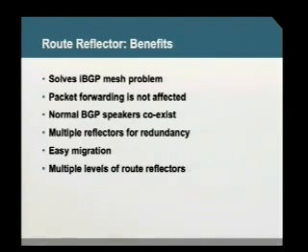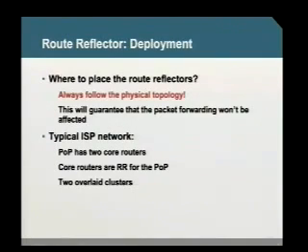Normal BGP speakers coexist. This was an issue back in 96, 97 when the route reflector was new. These days, I think every BGP implementation can do route reflector, so it's no issue. Use multiple reflectors for redundancy in multiple clusters. Very easy migration, and as I said, multiple layers. Where to place them? Always follow the physical topology.